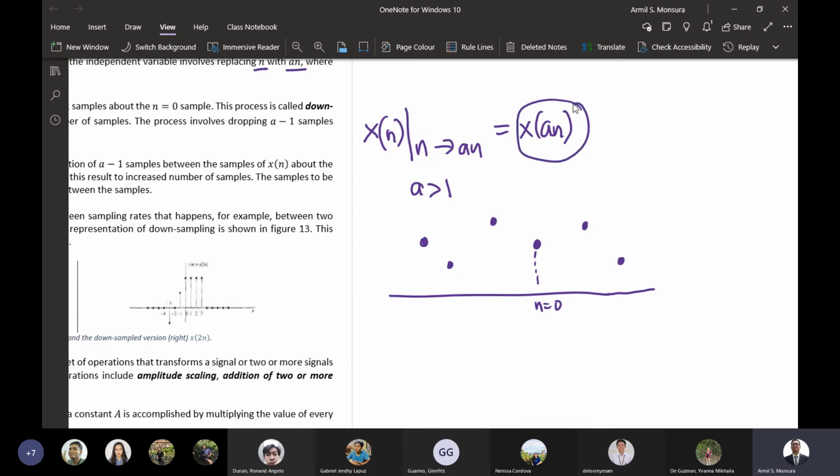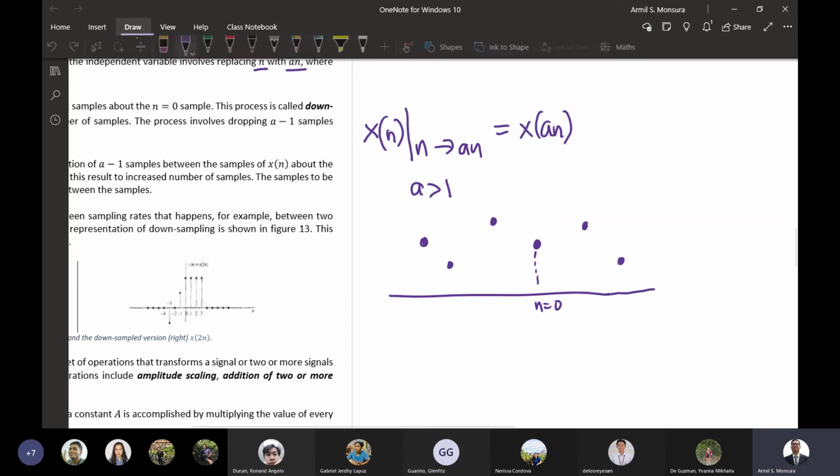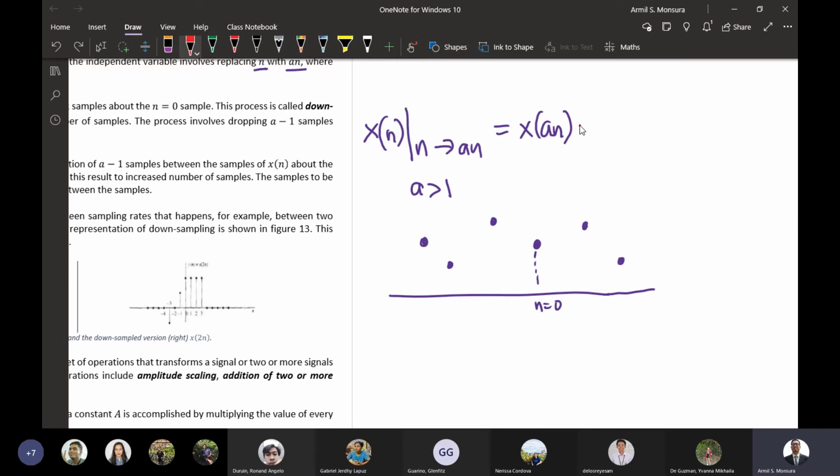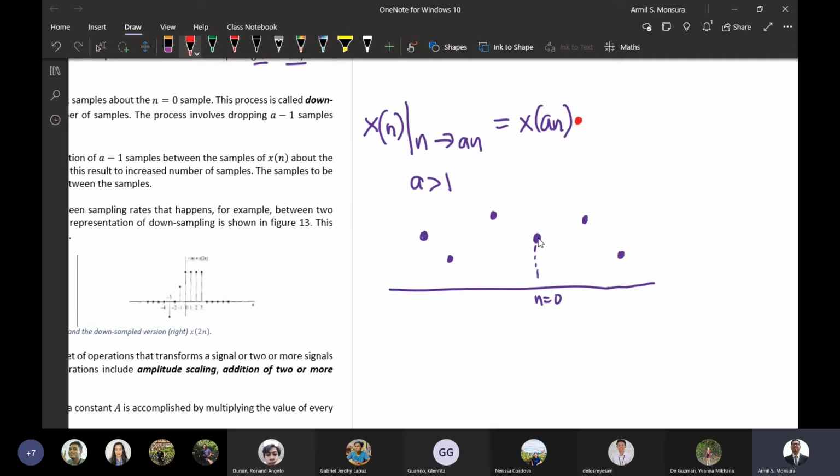Okay, sorry. Re-represent natin ito ng kulay red. So, lagyan natin yung kulay red. Itong x of an ninyo, when a is greater than 1, would resample your signal for every a samples. Okay, so ibig sabihin, magsisimula siya dito sa n equals 0. Depende sa value ng a, no? Sabi natin a equals 1. Ay, wag 1. A equals 2.